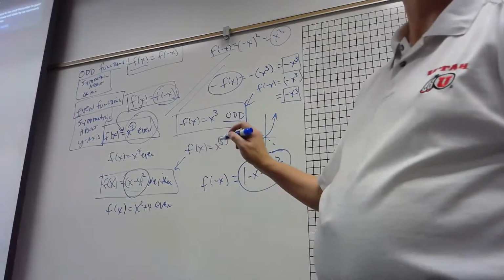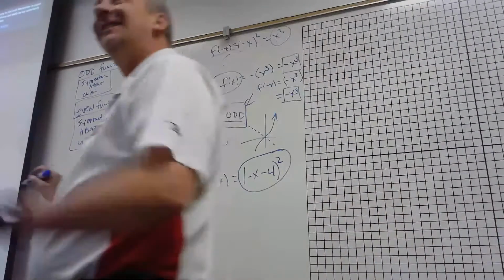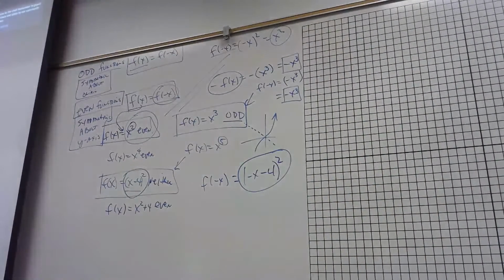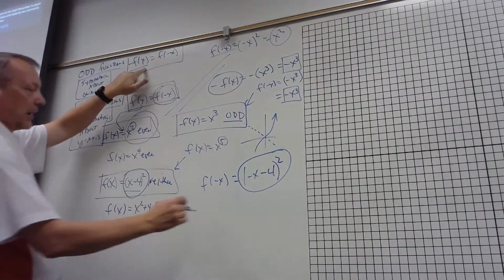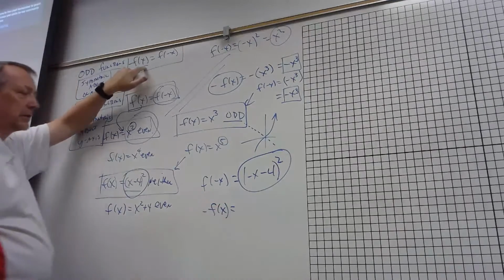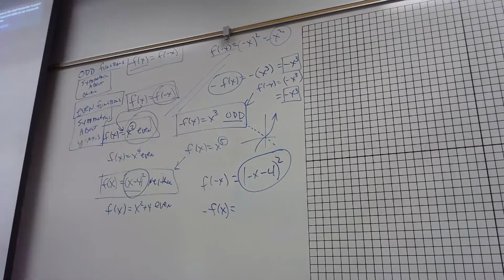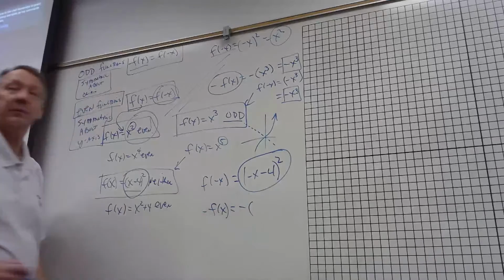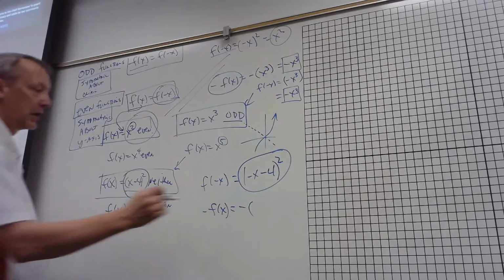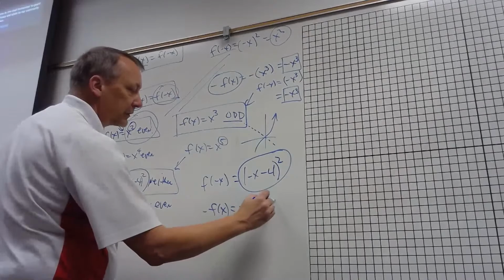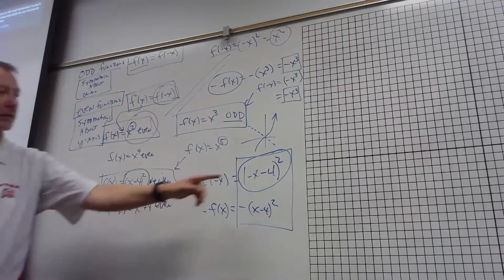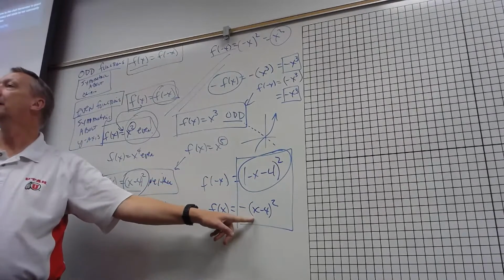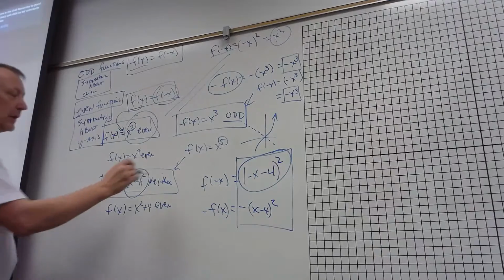Okay? So we're going to pick on Derek, I haven't picked on you for a while. We found f of minus x. So now we need to find minus f of x in this case. That would be negative times x minus 4, x minus 4 squared. Okay, so now we're comparing these two. Does this equal that? No, so therefore it is neither.